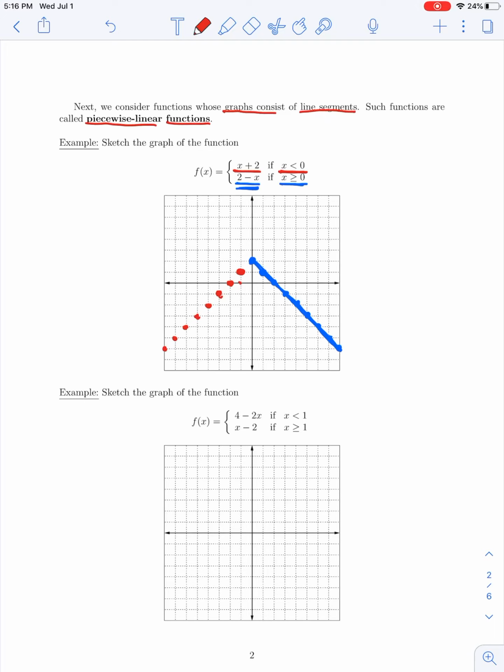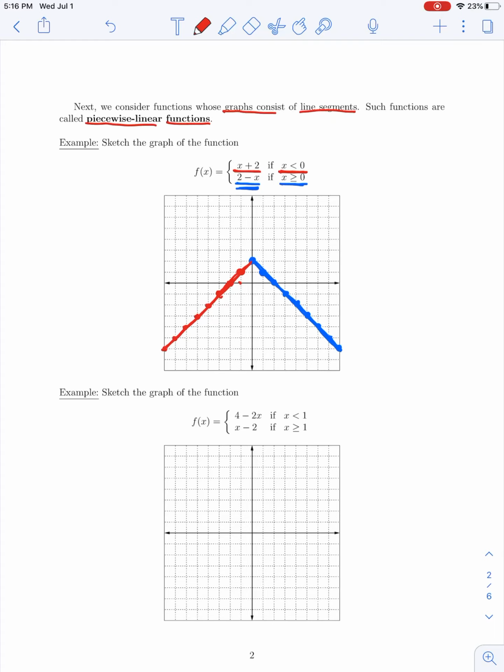Or alternatively, if we know the slope of our line is 1, we can obtain these points by moving 1 unit to the left, 1 unit downward from point to point. And we get the following sketch for the graph of our function.